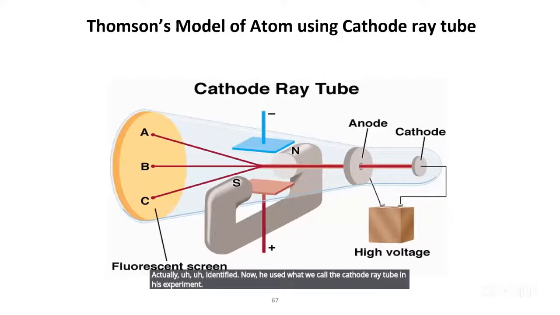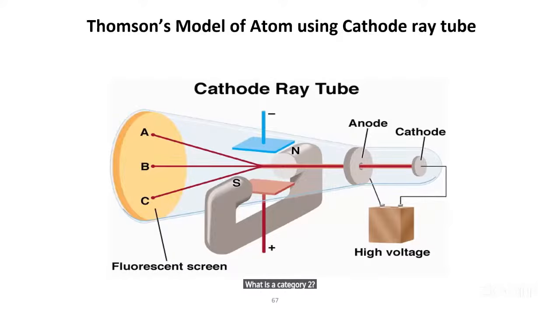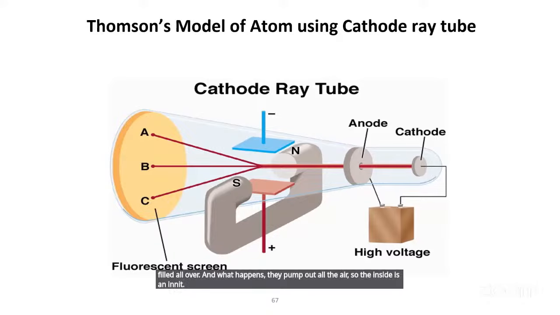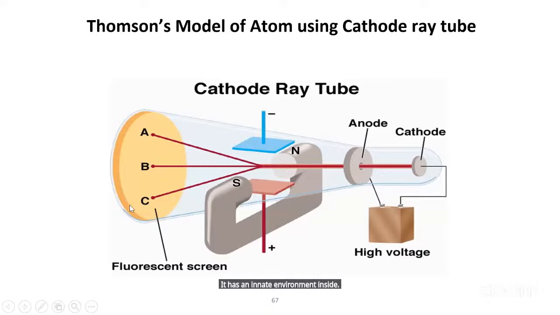What is a cathode ray tube? It is a big glass tube, sealed all over. And what happens? They pump out all the air, so it has an inert environment inside. So you have this. This is the cathode ray tube. You can see that this end is sealed, and this end again is sealed. And everything inside, there is no air inside.